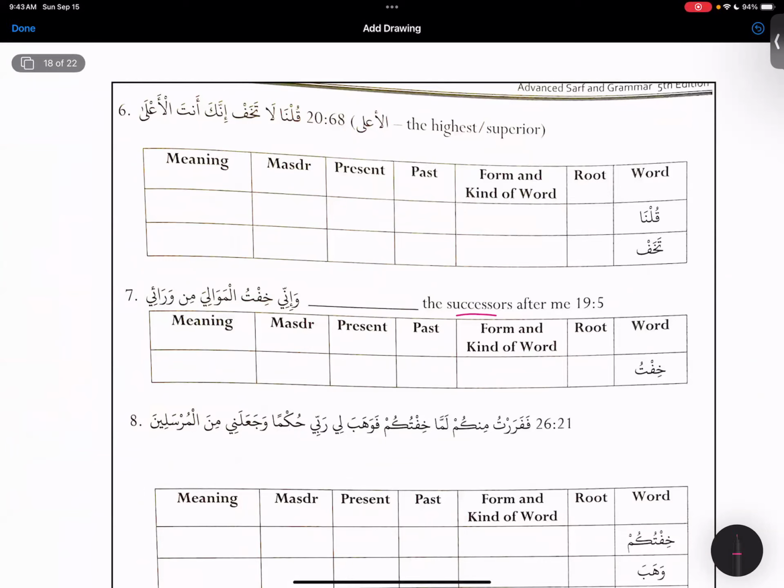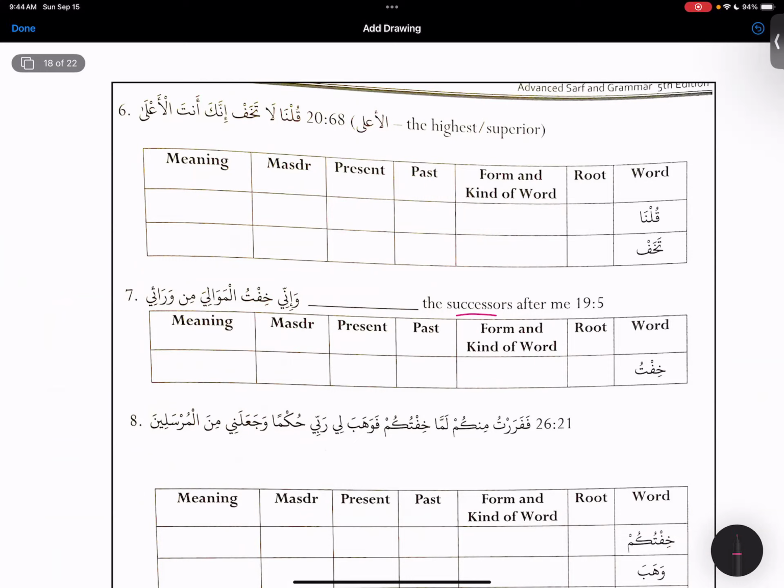Okay, next one. Qulna la takhaf innaka antal ala. So we said la takhaf. Now what kind of fi'l is la takhaf here? Fi'l mudari majzum, bila nahiya, fa'iluhu anta. I want to hear the whole thing.